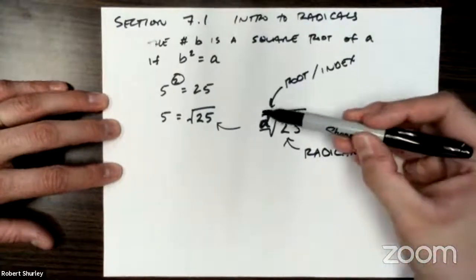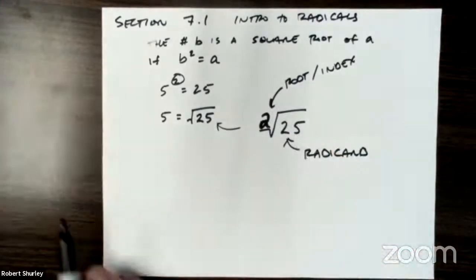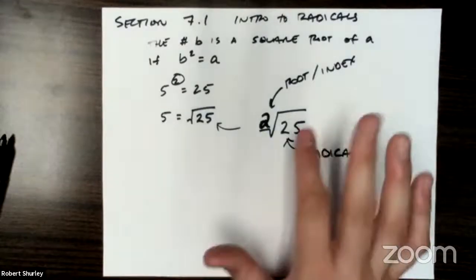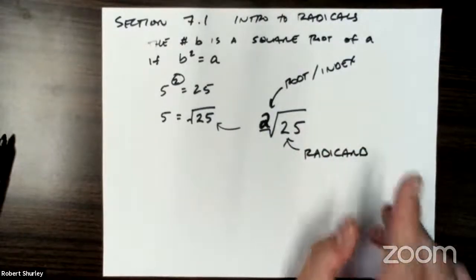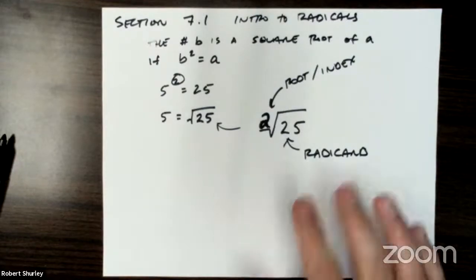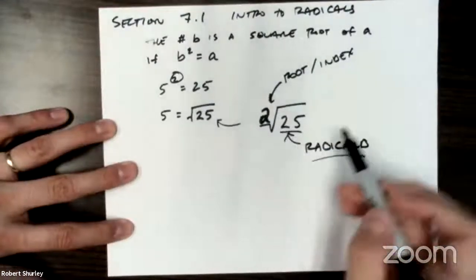Radicand. So you've got the root or the index over here, and you've got the radicand underneath. We're going to get to adding and subtracting these radicals and multiplying, and the radicand turns out to be pretty important for some of those operations. So you'll hear me use that word radicand a lot. Just realize it's the number underneath the radical.